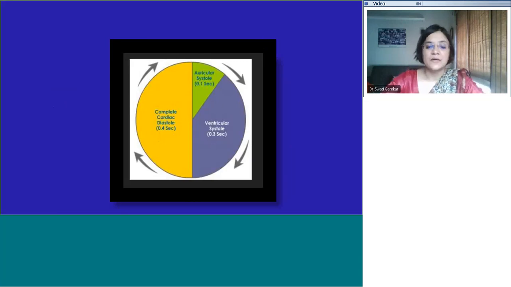Look at this. This is the pie chart. Ventricular systole at a heart rate of 75 beats per minute, giving 0.8 seconds per cardiac cycle. Ventricular systole occupies 0.3 seconds. The remaining time is ventricular diastole, so that's 0.5.